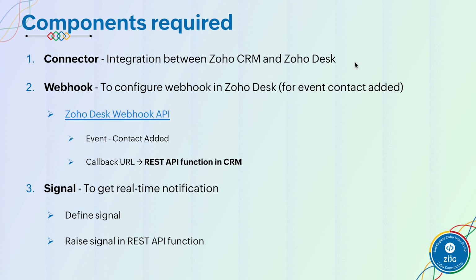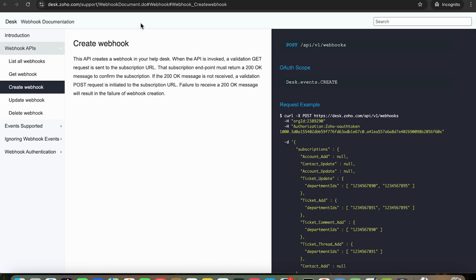So once that's done, the second important component is to create the webhook. So we have to configure the webhook in Zoho Desk, and as I mentioned, Zoho Desk has the support for creating the webhooks in the form of an API. So let me just take you to the Zoho Desk documentation. So this is the API which is available in Zoho Desk in order to create a webhook.